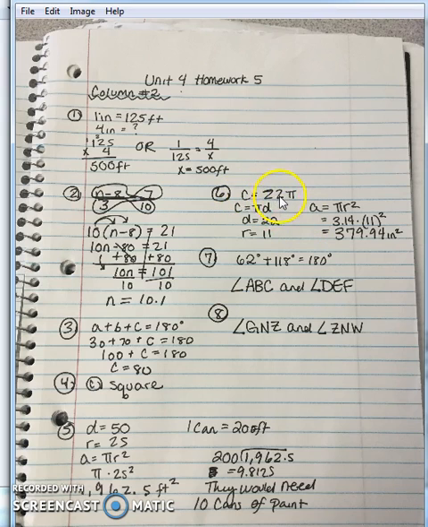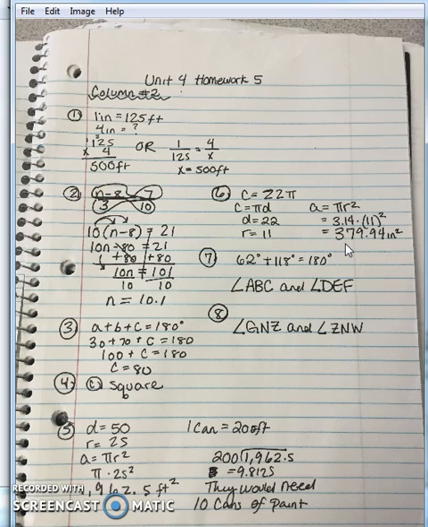Number 6 says, find the area of a circle if circumference equals 22 pi. If the circumference equals 22 pi, and my circumference formula is pi times the diameter, the diameter would have to equal 22. When I have the diameter, I can find the radius by taking half of that. Now that I have the radius, I'm set to find my area. The area formula is pi r squared, so 3.14 times 11 squared. 11 squared is 121. 121 times 3.14 will give us our final answer of 379.94 inches squared.